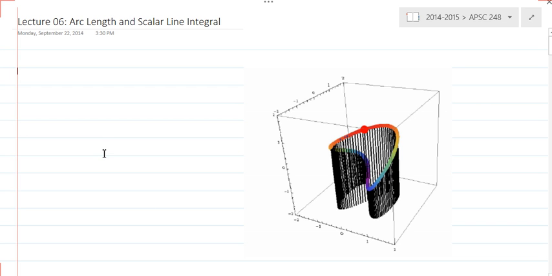Okay, so let's continue on the lecture. We were looking at parametric equations, and there is a question in the assignments. I'll give you a similar example as the question in the assignments.